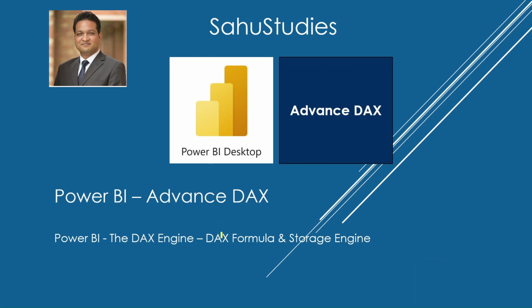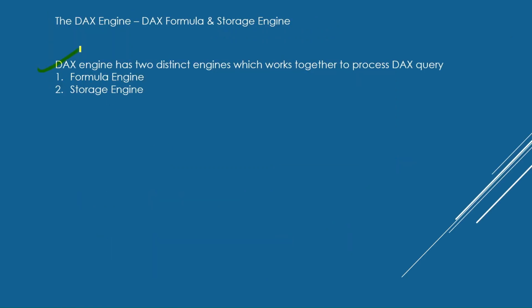In this video, we are going to discuss the DAX formula engine and DAX storage engine in Power BI. So the DAX engine has two distinct engines which work together to process any DAX request. One is the formula engine, another is the storage engine. Let's discuss the formula engine. The formula engine is really a leader in any DAX query execution. The purpose of this engine is to receive, interpret and execute all DAX requests.